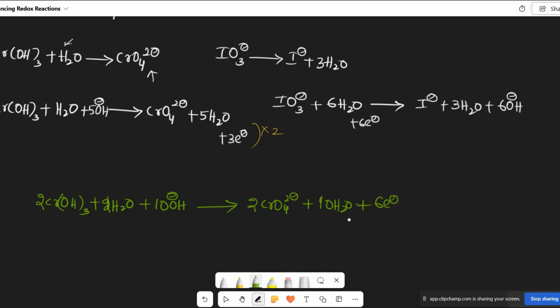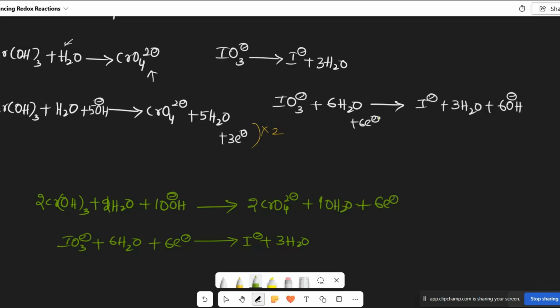Remember, you need to multiply the whole equation by 2. And this you can write as is, because it has 6 electrons. The electrons will cancel out while adding the two equations: 6 electrons plus IO3 negative plus 3H2O gives I negative plus 6OH negative. One more thing to remember: since we are doing oxidation and reduction, the electrons will be on opposite sides.